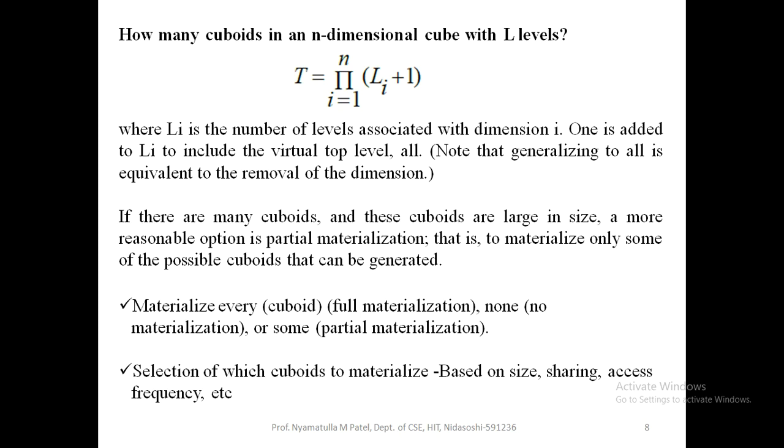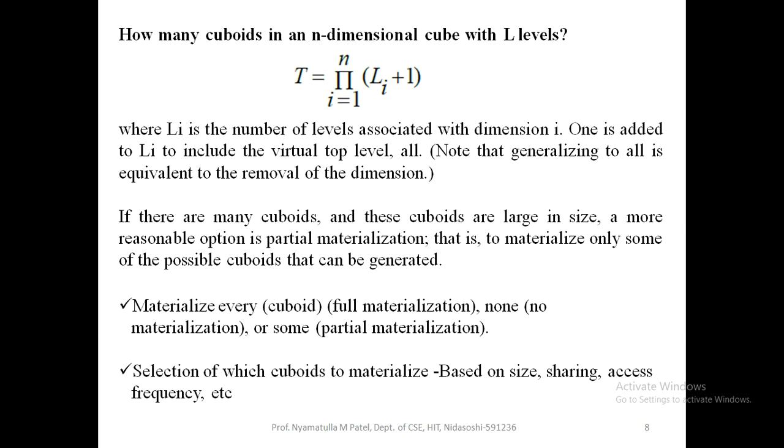By now, you probably realize that it is unrealistic to pre-compute and materialize all of the cuboids that can possibly be generated for a data cube. If there are many cuboids and these cuboids are large in size, a more reasonable option is partial materialization, that is, to materialize only some of the possible cuboids that can be generated.